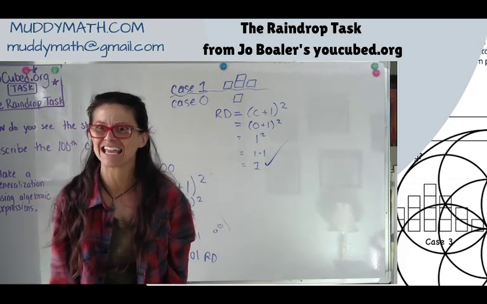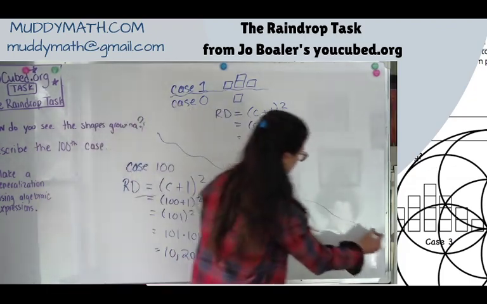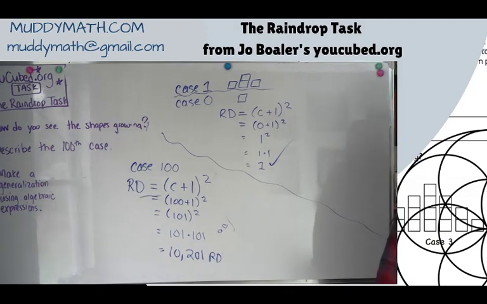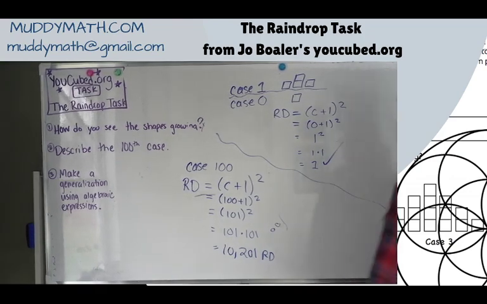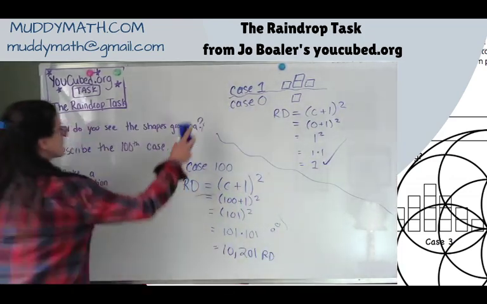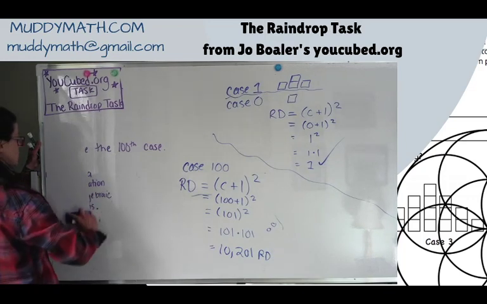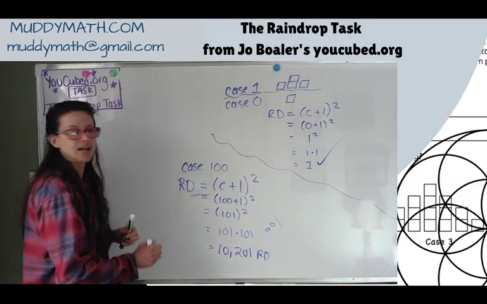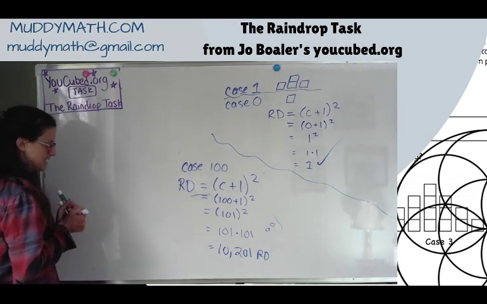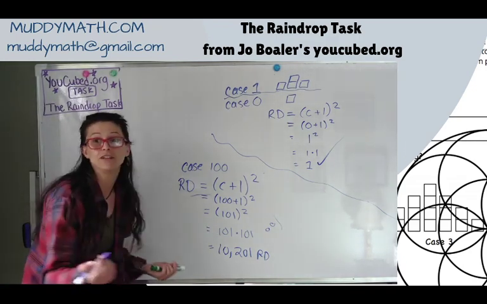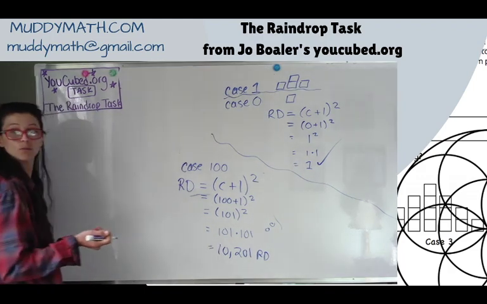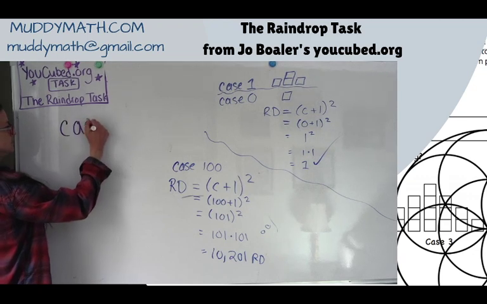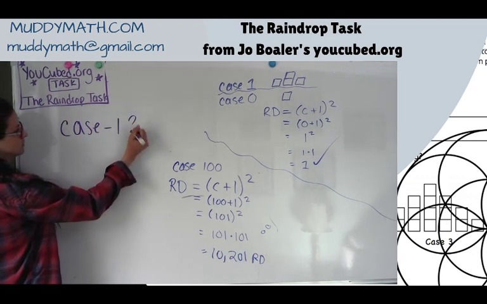Okay, what about case negative 1? Case negative 1. What about case negative 1? And I'm going to move this so that I can make better space. We've answered these questions, so I'm going to erase them. What about case negative 1? Now, I've never even explored this yet, so we're in this together. Case negative 1. What would that look like?